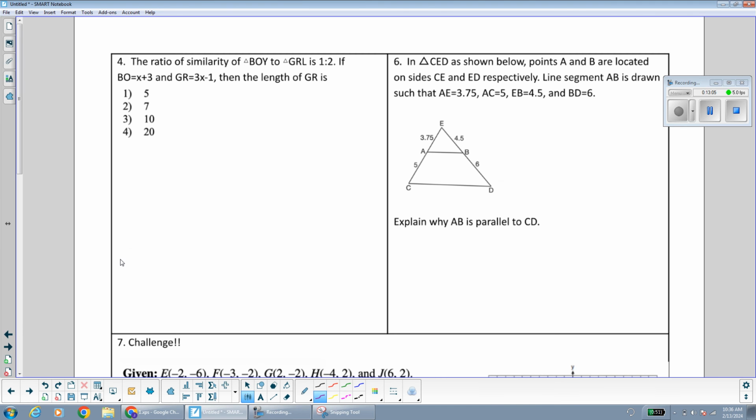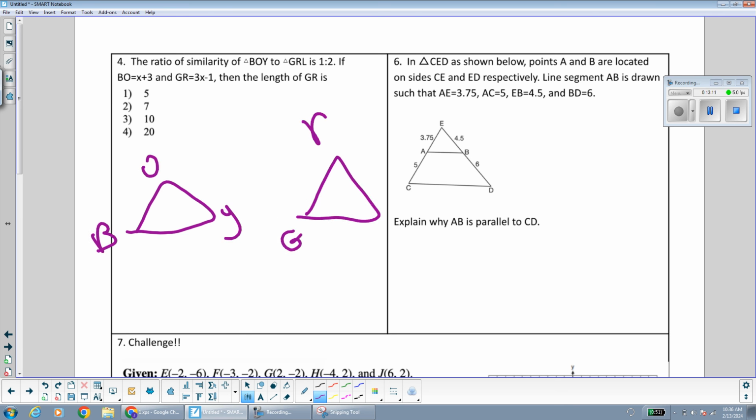So we're talking about two triangles. I don't see them. I'm going to draw a picture. And they're in a ratio of 1 to 2. So that means this is the 1 part of the ratio because it's written first, like this one. And this is the 2 part of the ratio because it's written second, like this one is. So this one, the sides are going to be double the sides of this one.